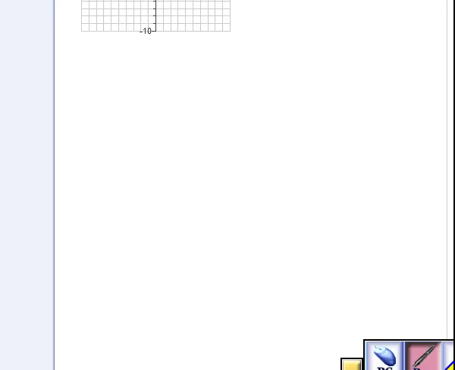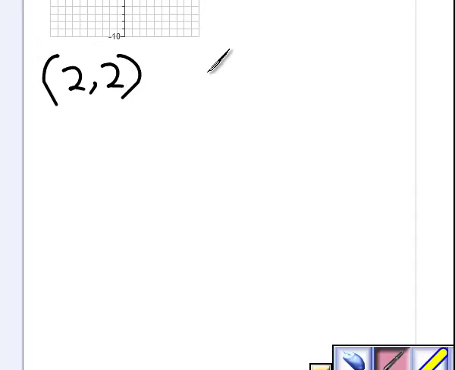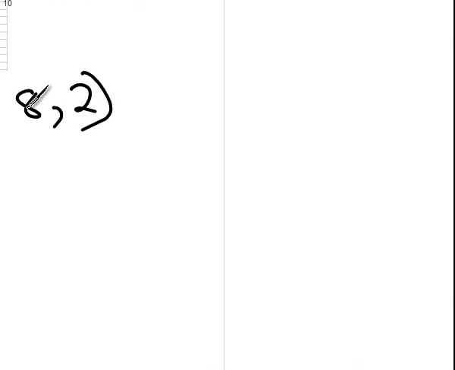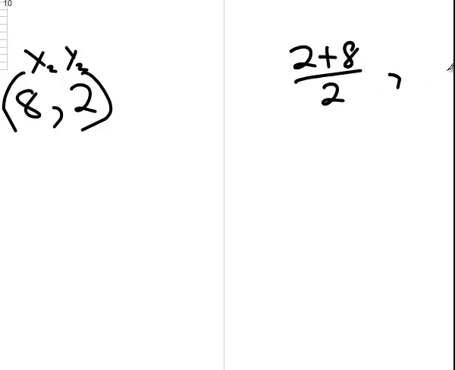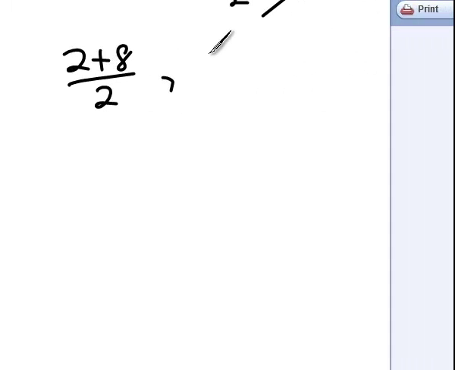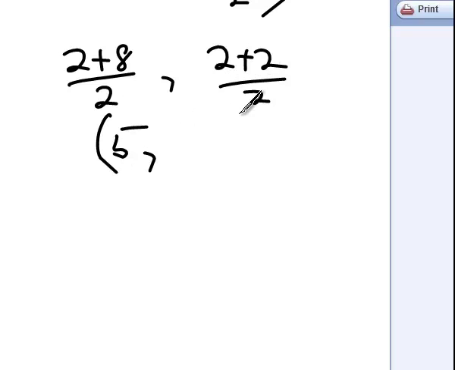Okay, and then you've got your 2, 2, right, and 8, 2 are your endpoints. Label it x1, y1, x2, y2. And so this will be 2 plus 8 over 2. And the other one's going to be 2 plus 2 over 2. Well, this will be 10 over 2 is 5. And this will be 4 over 2 is 2. So our center is at 5, 2.